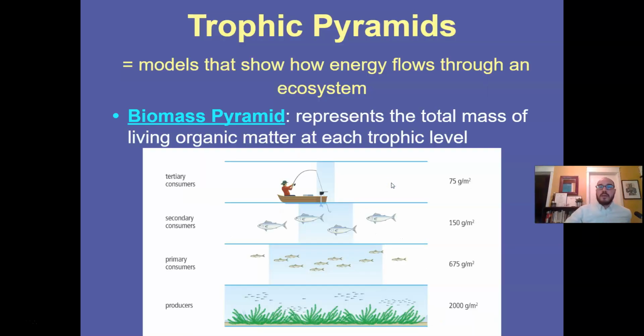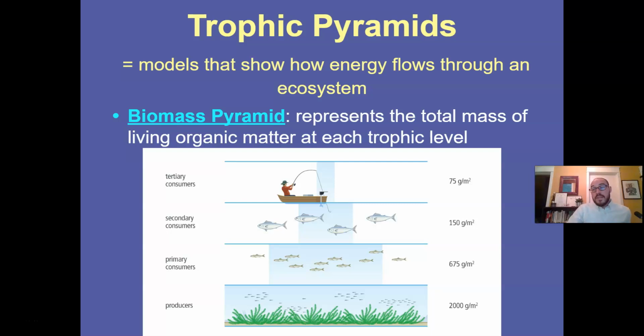Another type of trophic pyramid we can use is a biomass pyramid. So this is going to represent the total mass of living organic matter at each trophic level. Once again, these tend to get smaller as you go up to the top consumers. The biomass gets smaller and smaller because there's less energy available, and if there's less energy available, then there's less stuff to build your body.